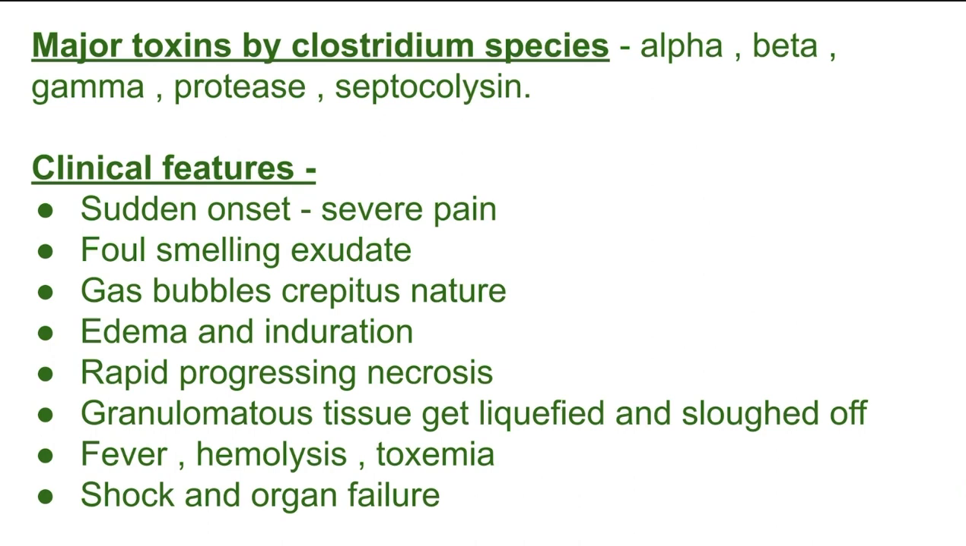Major toxins released by Clostridium species are alpha, beta, gamma, protease, and septolysin. Clinical features: sudden and severe pain, foul smelling, gas bubbles that are crepitous in nature, edema and induration can be seen. Rapid progressive necrosis occurs, and tissue gets liquefied and sloughed off. Fever, hemolysis, toxemia can occur, and shock and organ failure in severe cases.